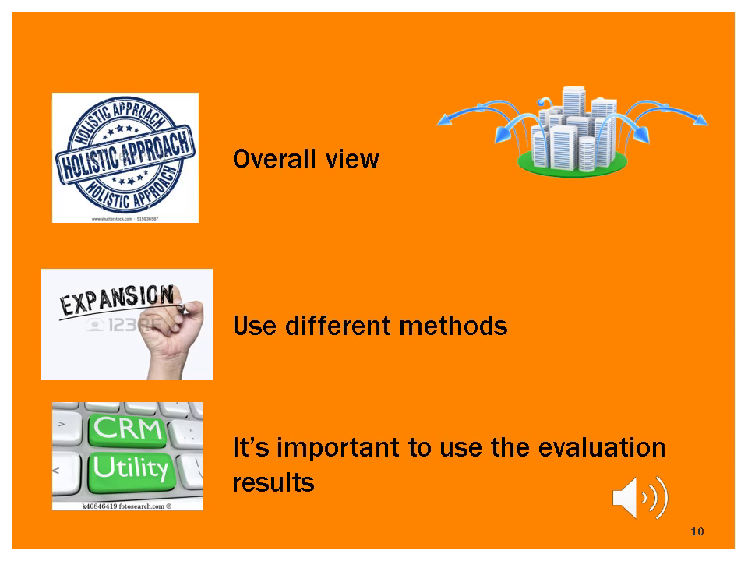Holistic approach is taking a look at the overall view. Things should be studied as a whole and not just as a sum of their parts. For example, healthcare that focuses on the entire body and mind and not just parts of the body. Expansion is using different methods to address different parts of the phenomenon so you can get a better understanding. Also, utility. It's really important to use the evaluation results, and sometimes hard. So it's really important for the evaluator to help the clients understand how the results can be used.